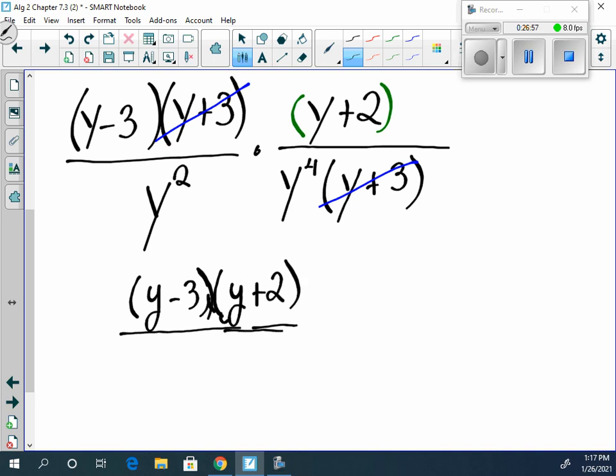Because that's everything that's left on top. The only other thing we had on top, the y plus 3, simplified out on top and bottom. Now on bottom, what do we have left? Y squared and y to the 4th. When the bases are the same, we do what? Add the exponents. So y squared times y to the 4th would be y to the 6th.